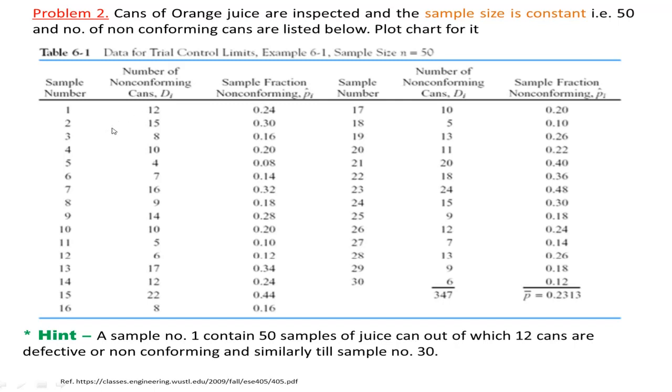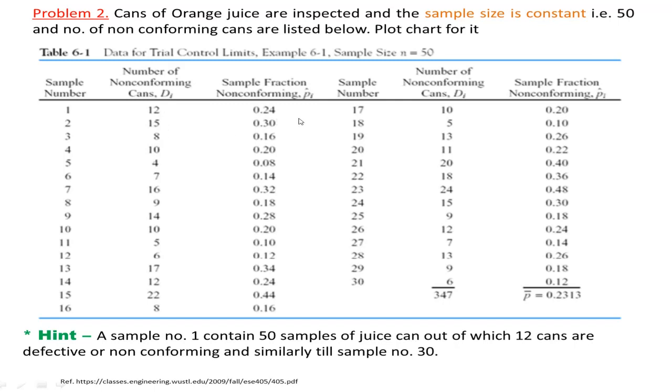Then in the second sample, with the sample size again constant at 50, we found 15 defective cans. In the third sample, we found again 8 defective or non-conforming cans. The sample size is always considered to be 50, that is, the number of non-conforming cans obtained when we inspect 50 cans. Out of 50 we get 12 defective, out of 50 we get 15 defective, we get 8 defective, 10, 4 and so on.